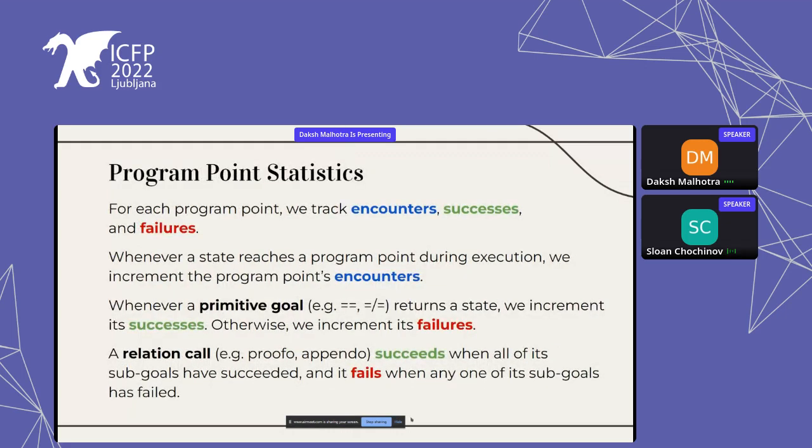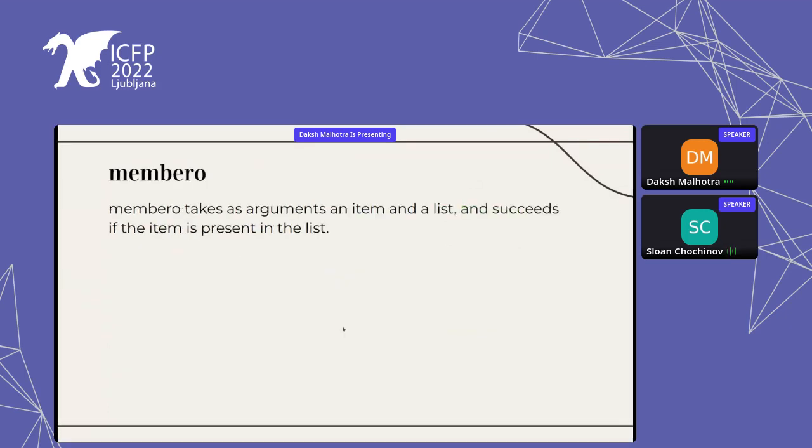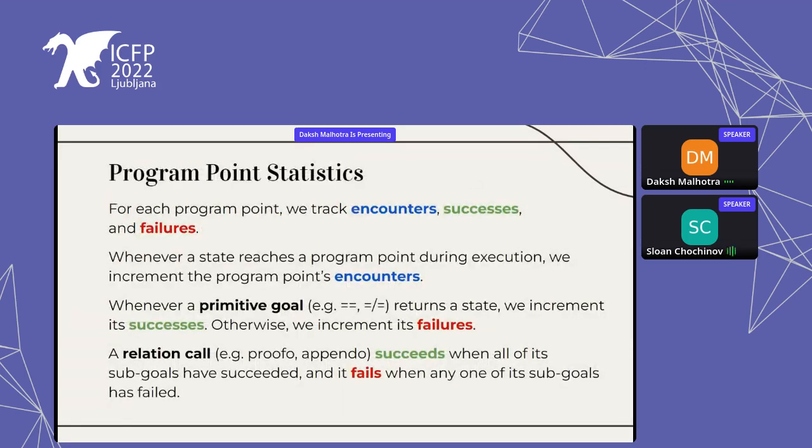So, of the 5 metrics we show for program points, we only really need to track 3 of them: encounters, successes, and failures. Success ratio and failure ratio can be calculated from raw failures and successes, so we don't need to explicitly track them. Tracking encounters is pretty straightforward. Whenever miniKanren evaluates a program point, we add 1 encounter. Successes and failures are a bit more complicated, since we need to consider whether the program point is a primitive goal, like equality and disequality, or a relation call like proof-o and appendo.